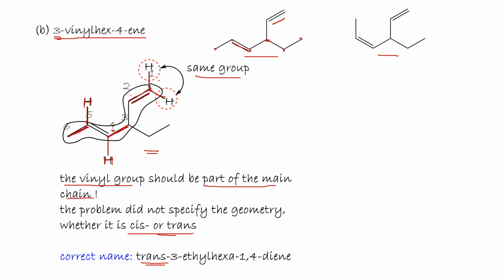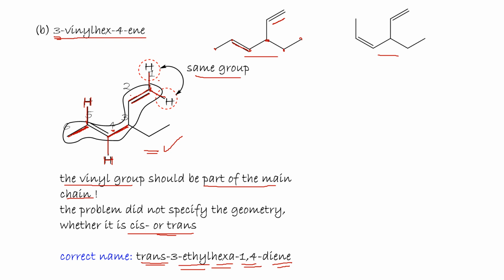Number system 1, 2, 3, 4, 5. So we have on carbon 3 we have ethyl, hexa 1,4-diene. So the name of the structure we draw here, trans 3-ethyl hexa 1,4-diene.